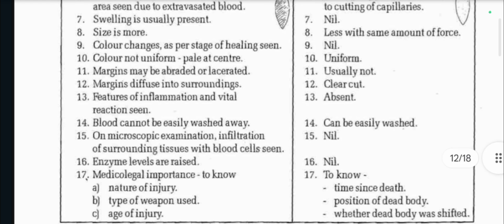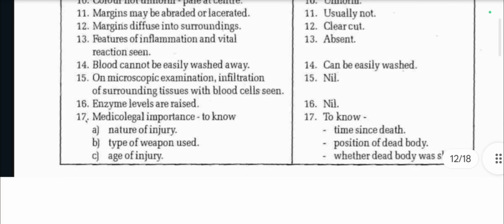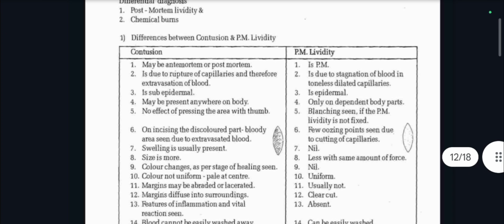is pale at the center, margins may be abraded or lacerated, margins diffuse into surroundings, features of vital reactions are seen, blood cannot be easily washed away, and infiltration of surrounding tissues with blood cells are seen, then enzyme levels are raised. And now what is medical legal importance? It helps us to know about the nature of injury, type of weapon, and age of injury. So everything you have to write in your contusion.